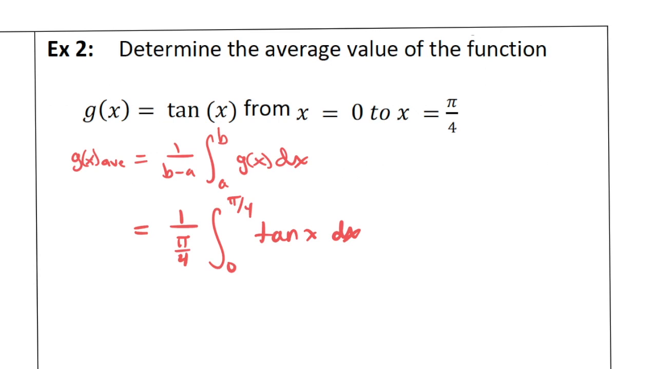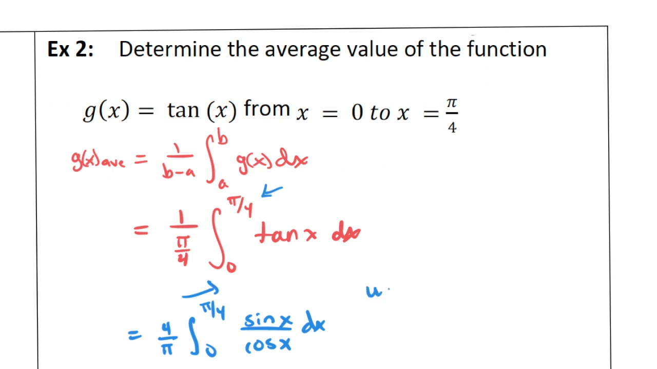Always check your domain. Notice we're going from 0 to pi over 4. That is continuous for your tangent function over our given interval. Now, tangent function. You don't know the antiderivative of a tangent. So we're going to do a little bit of algebra to solve this problem and rewrite the problem as the sine of x over cosine x. Knowing your trig identities is going to be very useful.